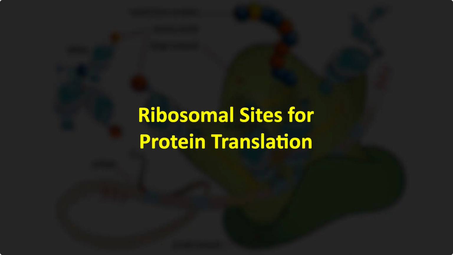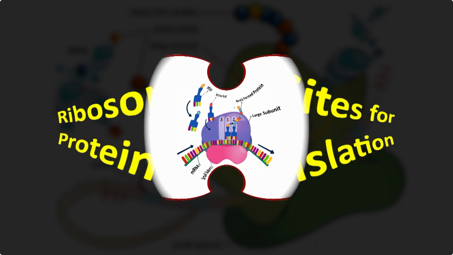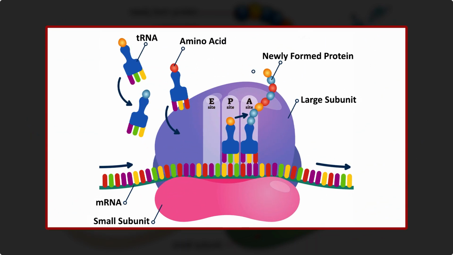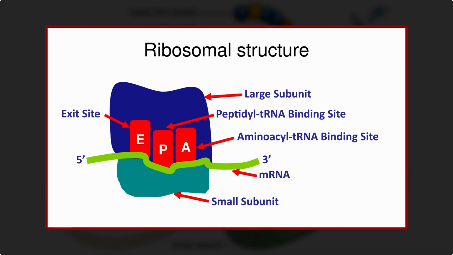Dear students, let's now understand the ribosomal sites of protein translation. Each prokaryotic ribosome, shown schematically, has 3 binding sites for tRNA. The aminoacyl tRNA binding site, or A site, is where during elongation the incoming aminoacyl tRNA binds. The peptidyl tRNA binding site, or P site, is where the tRNA linked to the growing polypeptide chain is bound.